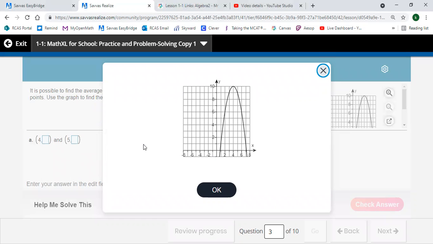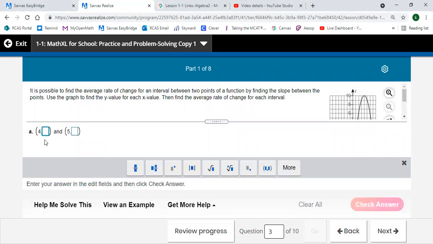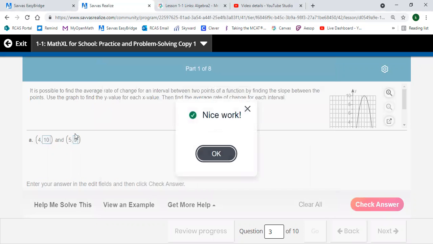So when x is 4, the y appears at 10. And when x is 5, the y is at 9. So 10 and 9 are the two that should be there, I think. So let's hit enter and check that answer right off the bat. Okay.